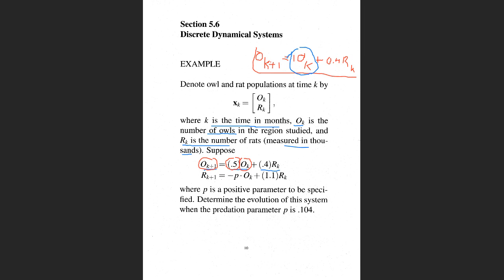We're saying that the number of owls next month is going to be dependent on the number of owls and the number of rats this month. But would this model make sense if we put a 1 in front of the O sub k? Is that possible? Sega doesn't think so. Mikkel thinks it's possible.